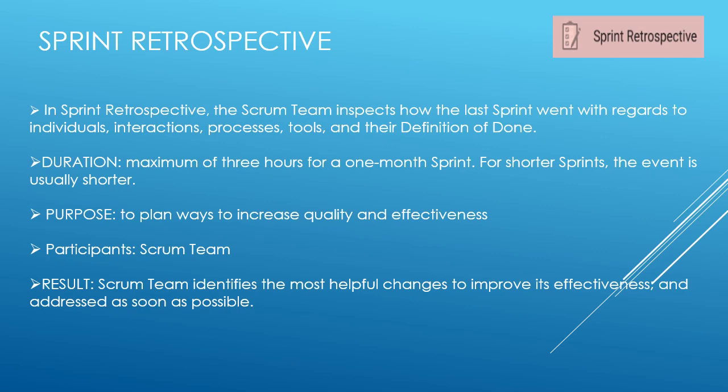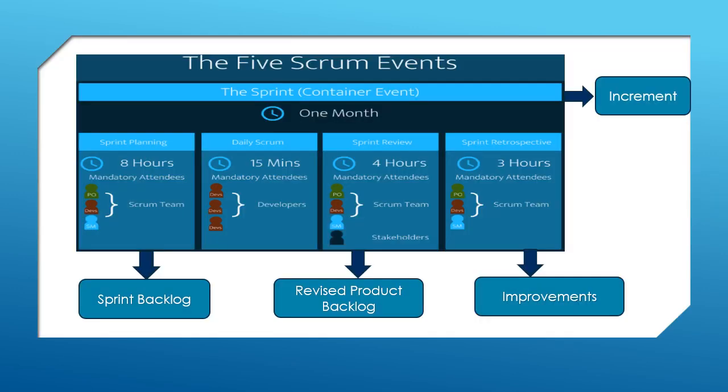Scrum team participates in the sprint retrospective event, and it is time boxed to a maximum of 3 hours for a 1 month sprint. For shorter sprints, the event is usually shorter. This slide here gives you the overview of all the 5 Scrum events with respect to time box, participants and their outcome in conjunction with our discussion so far.